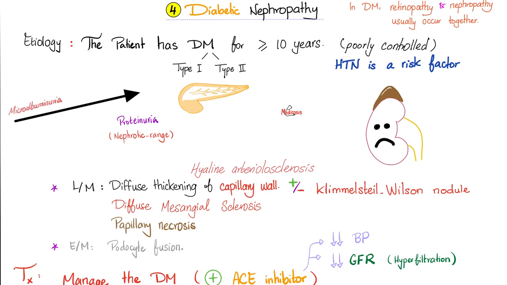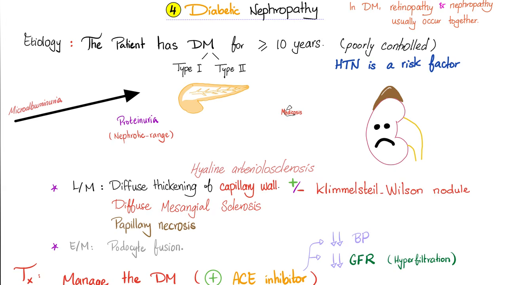4. Diabetic nephropathy. The patient is diabetic, no kidding, chronically for more than 10 years. Could be type 1 or type 2. Usually poorly controlled blood sugar. Hypertension is a risk factor on top of the diabetes. Gradual proteinuria. We start with microalbuminuria, and then it becomes macroalbuminuria, and then everything is getting lost in the urine, nephrotic range proteinuria. More than 4 grams of proteins are lost in the urine per day.